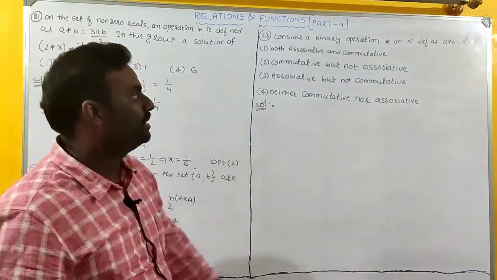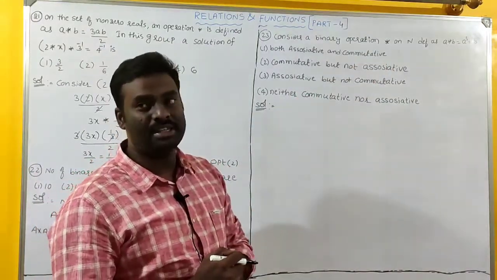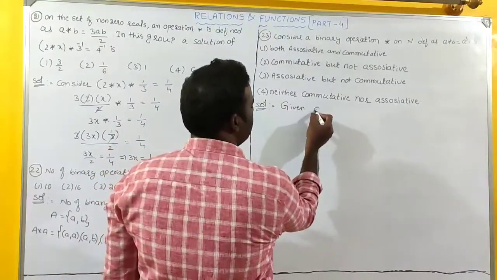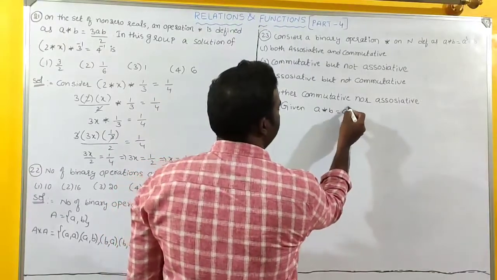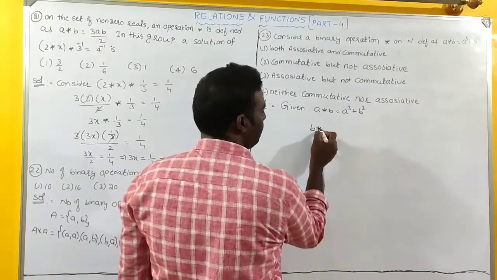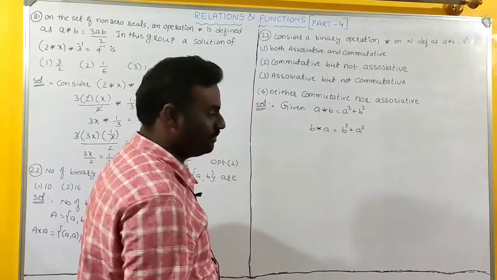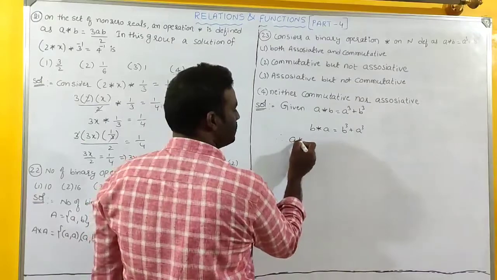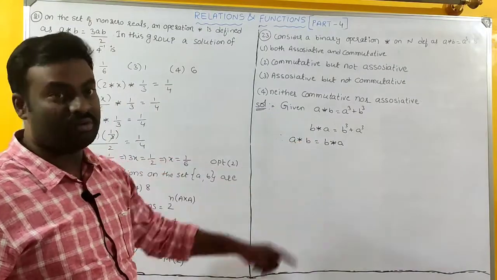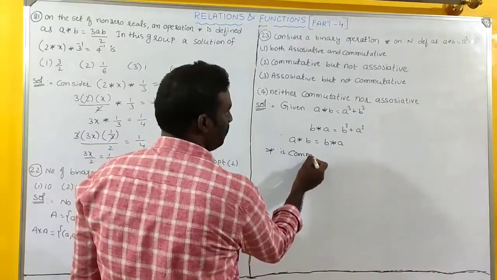Consider a binary operation star on N defined by a star b equals a cube plus b cube. Okay. Given a star b is equal to a cube plus b cube, b star a is equal to b cube plus a cube. These two values are same. Therefore, a star b is equal to b star a. If a star b equals b star a, then we can write star is commutative.